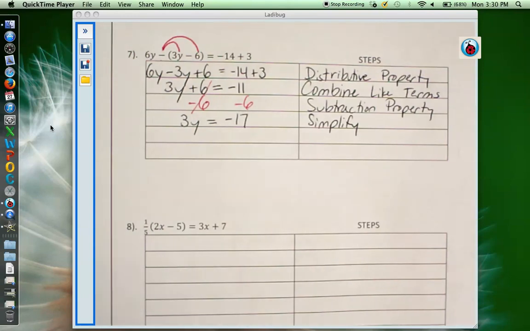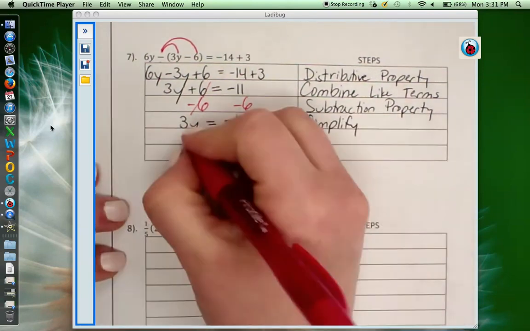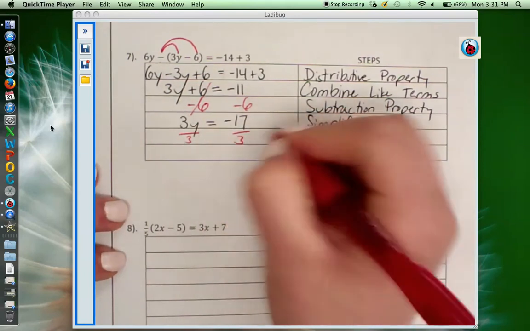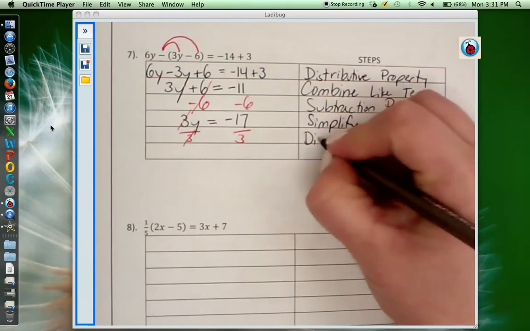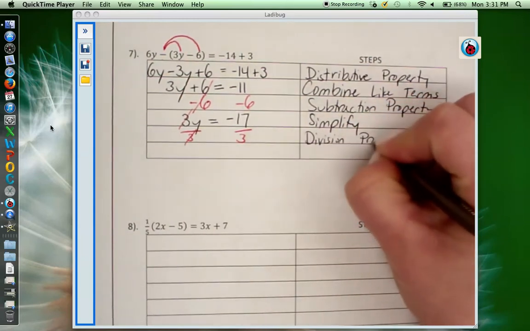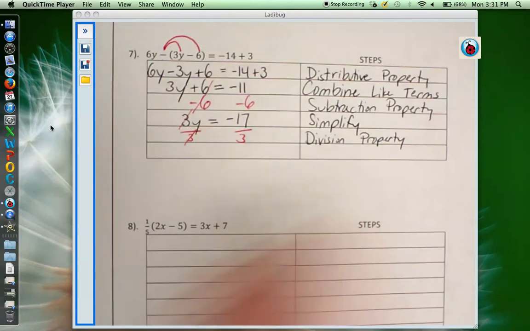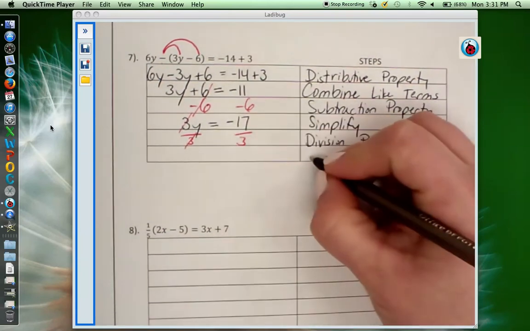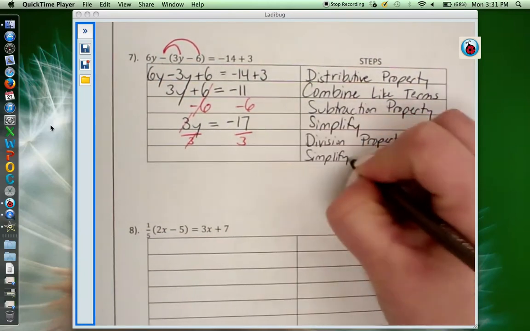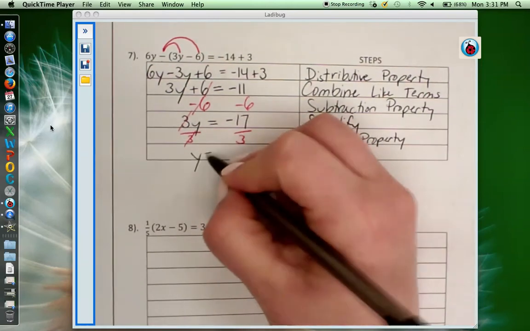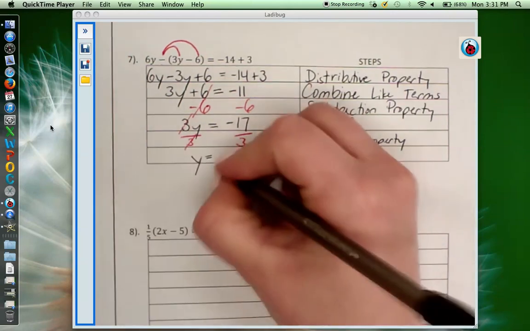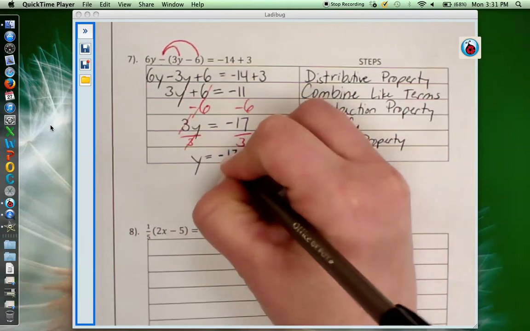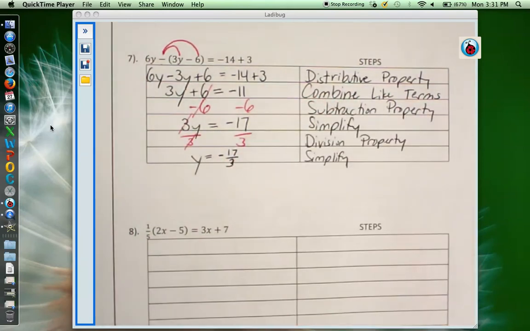And my very last step in getting the variable by itself will be to divide both sides by 3 to get rid of that coefficient. So 3 and 3 cancel. This is division property. And then the last step will be to simplify this division. But wait a minute, I get y equals, but 3 doesn't go into 17. Uh-oh. That's okay. That just means that our answer is a fraction. So I'm just going to write my fraction as negative 17 thirds. And we'll just leave it as that.